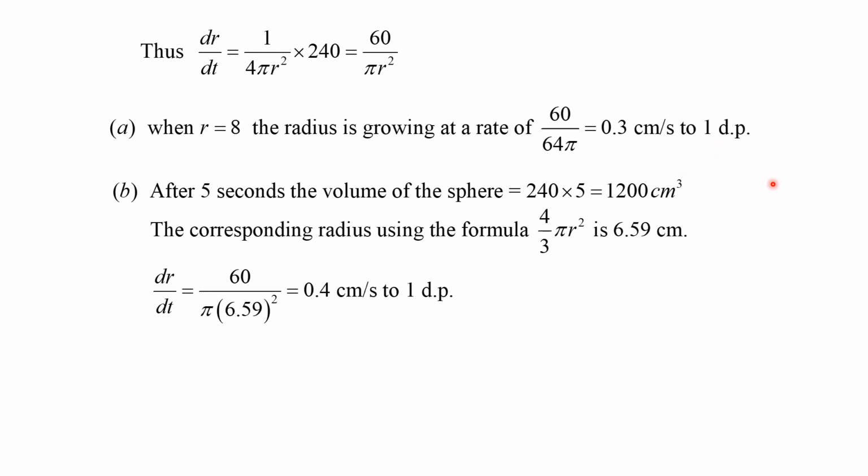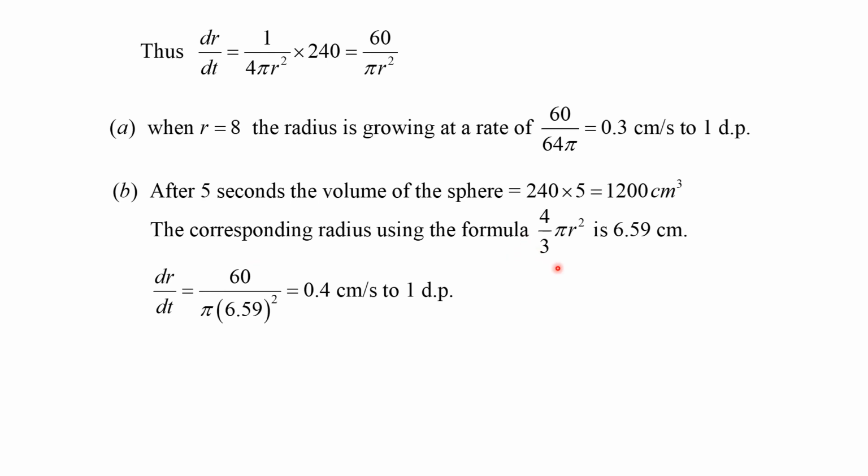For part B, you are given the information to determine dr/dt after 5 seconds. So the volume has expanded 240 cm cubed every second, so after 5 seconds you need to multiply 240 with 5. This will be the new volume of the sphere, and based on the new volume, you need to identify the corresponding radius.